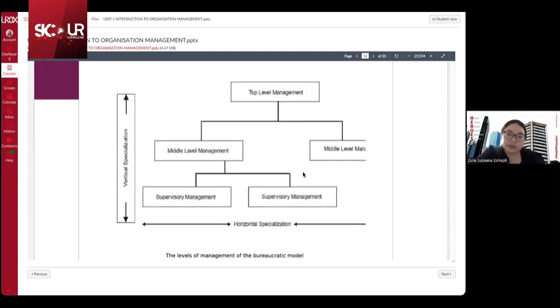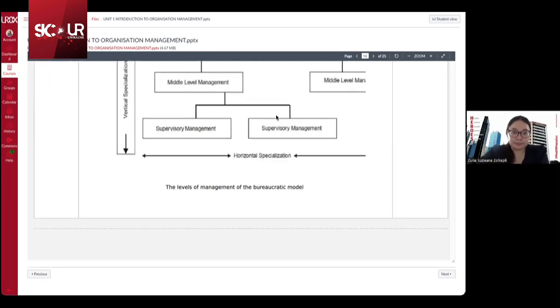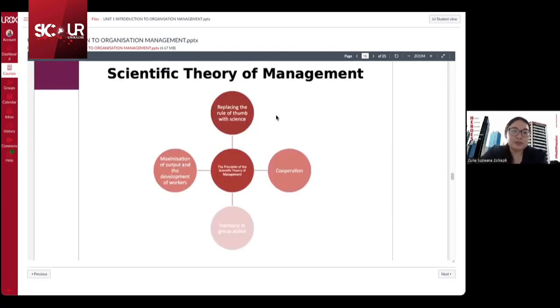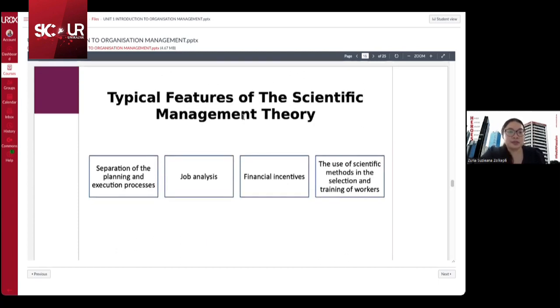This is the structure. You can see that supervisory management, and then we have middle level management, and then we have top level management. These are the three levels of management that I talked about just now. Okay. Next, we move to the scientific theory of management. It involves separation of planning and execution process, and then job analysis, financial incentive, and the use of scientific methods in the selection of training workers.